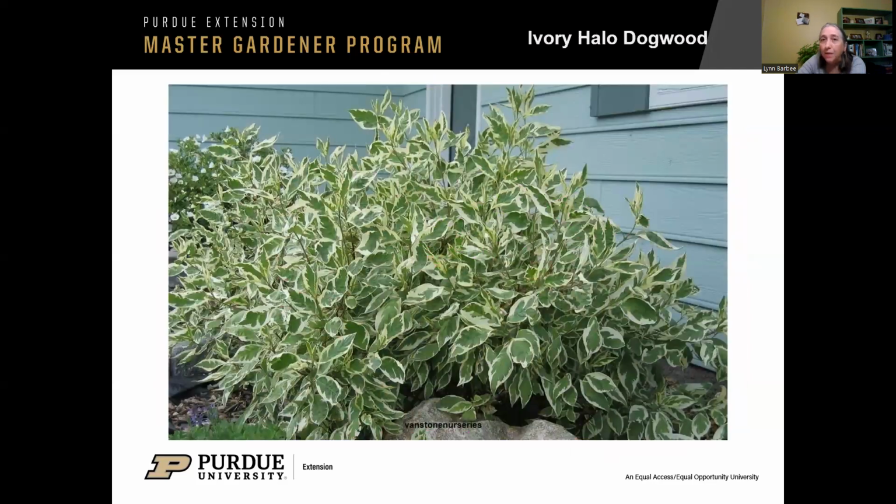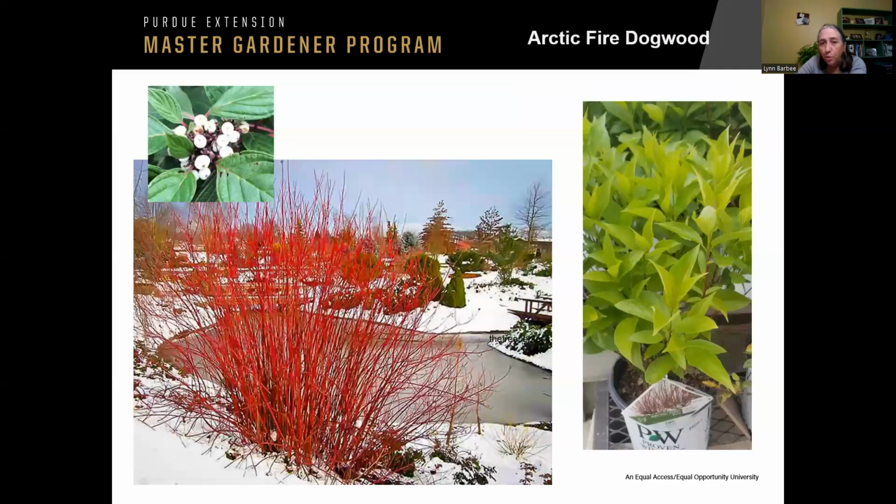Okay, Ivory Halo, this is not a native dogwood, but I've always admired this one because of the variegated leaves. It's been around for years and years. There's a newer type out. I think this one might be native, Arctic Fire.